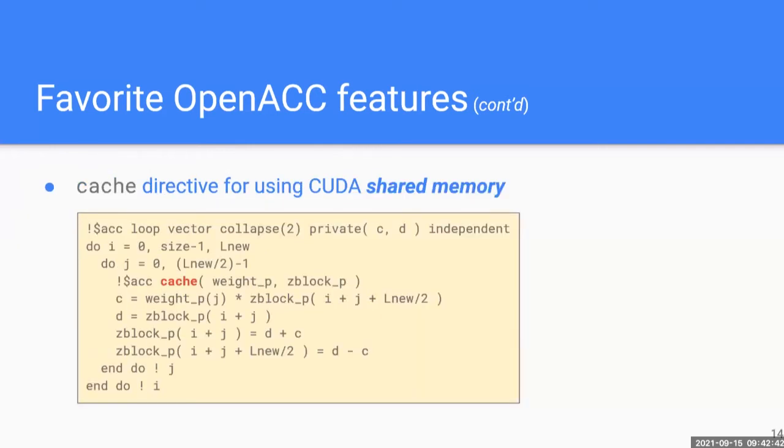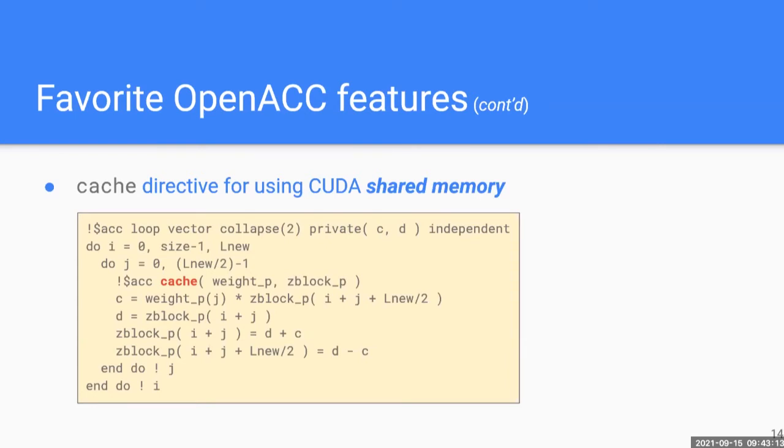Finally, another one that we love is the cache directive for using CUDA shared memory on NVIDIA GPUs. In this case, we want the weights for the butterfly computation of the FFT to live on shared memory, so its accesses to the shared memory are faster. And we also want the little chunk of data that is operated on, the Z block for the current block, to also live on shared memory for performance reasons.